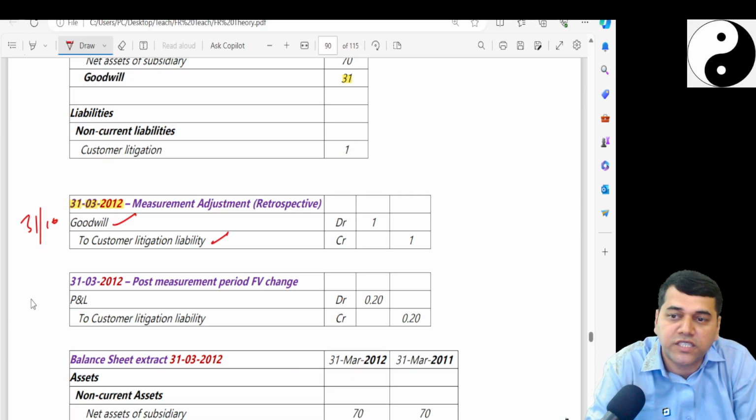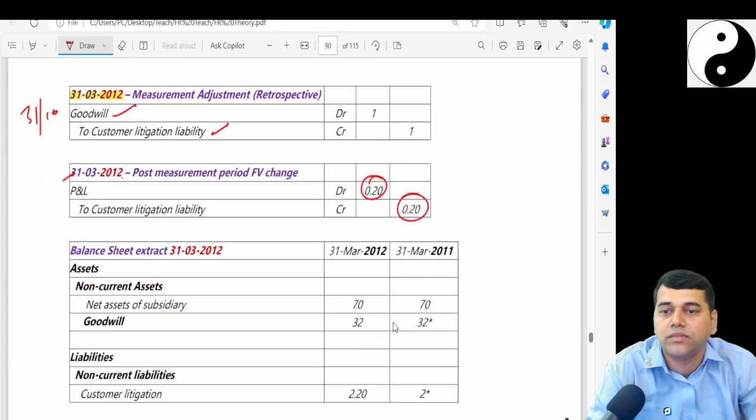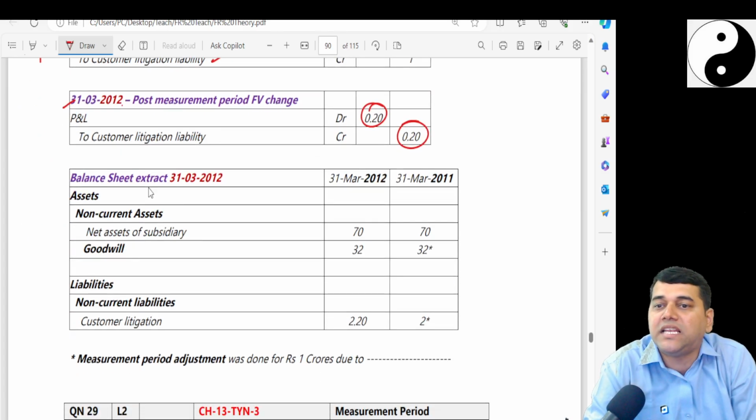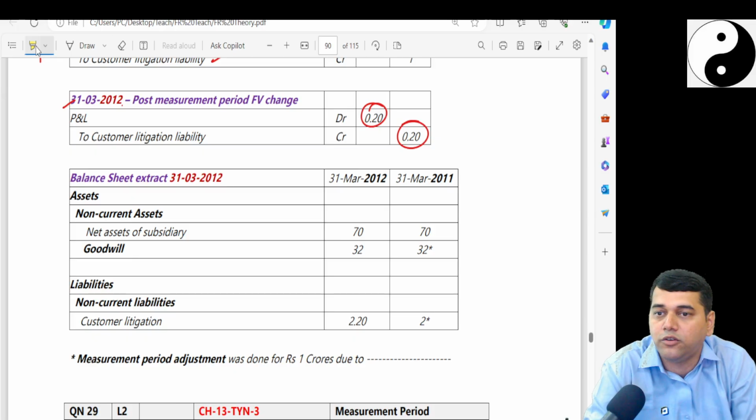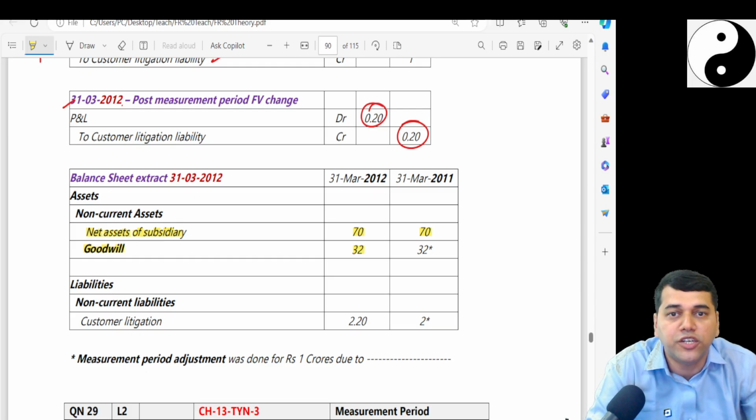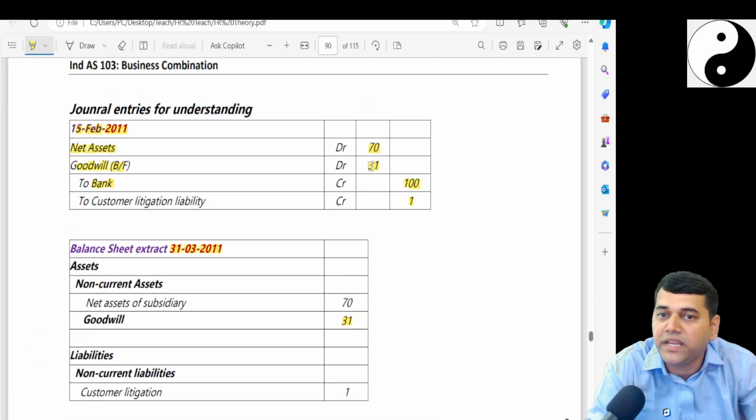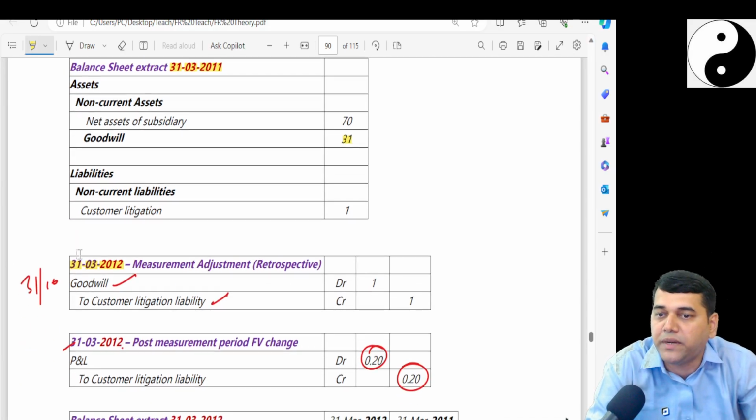And on 31st March 2012, you will debit that extra amount to P&L account. So now you prepare a balance sheet on 31st March 2012. Look, what was your net assets of the subsidiary? Let's, for simplicity's sake, assume it is the same. What is your goodwill now? 32. How did you get 32? 31 opening plus 1 retrospective entry.